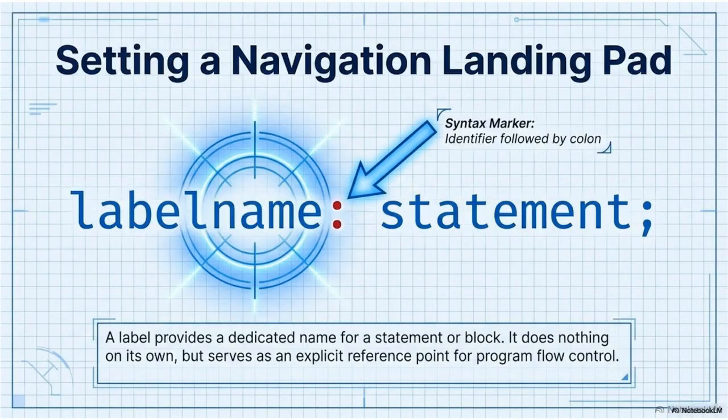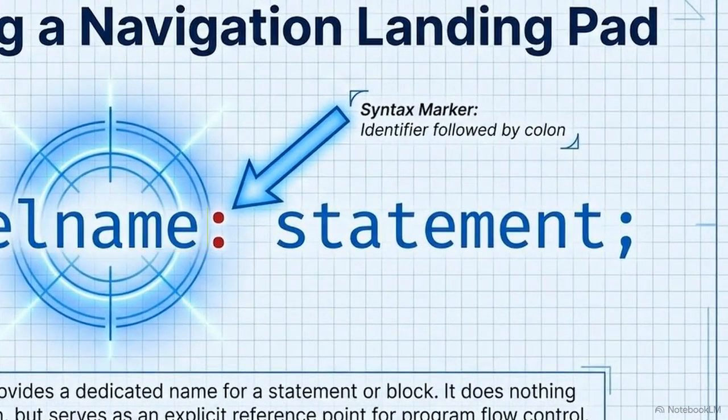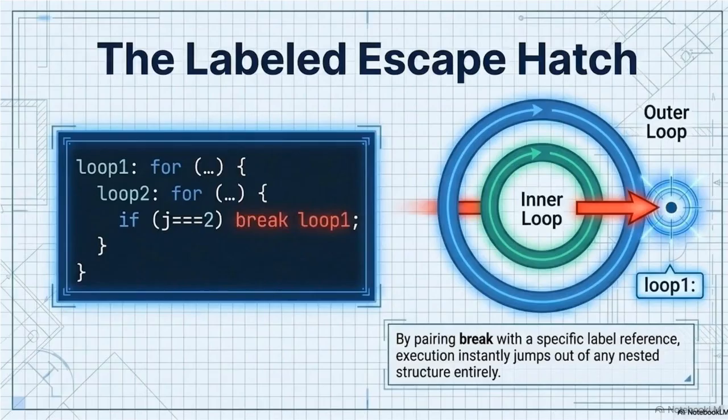To solve this, developers use the label syntax shown here. A label is just a custom reference name, followed strictly by a colon, that you paint onto a specific block of code so the engine knows exactly where it is. By combining these two tools, pairing a break command with that specific label, we create a targeted escape hatch.